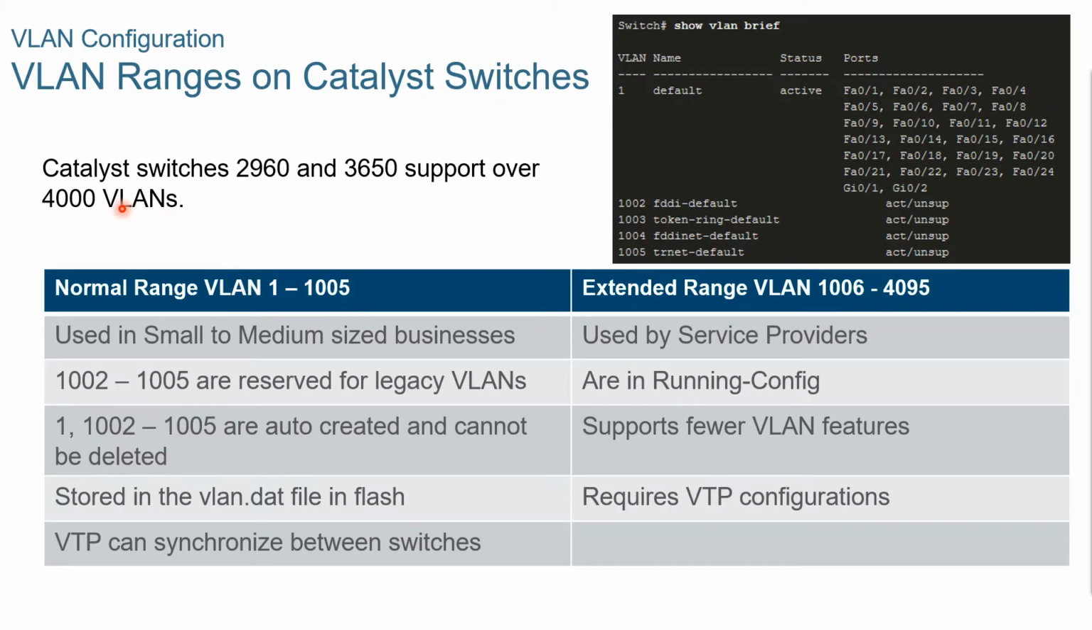So normal range VLANs of the switches are numbered 1 to 1005. Okay? And extended range VLANs are numbered 1006 to 4094.